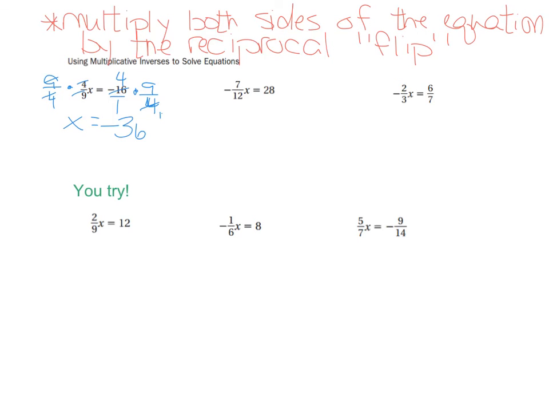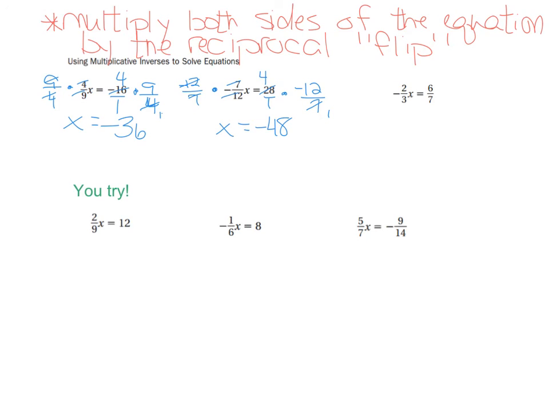Now look at the next one. Negative 7/12 x equals 28. Take your fraction. You're going to multiply both sides by the reciprocal, so we're going to multiply both sides by negative 12/7. A fraction times its reciprocal is 1. 1x is x. Put that 28 over 1. See what cancels. 4 times negative 12 is negative 48.